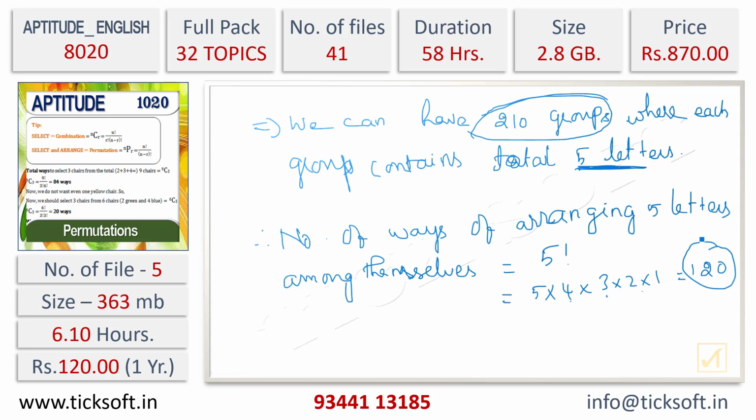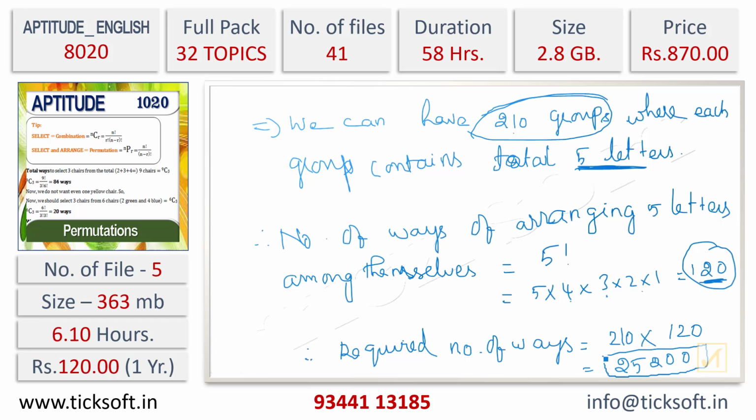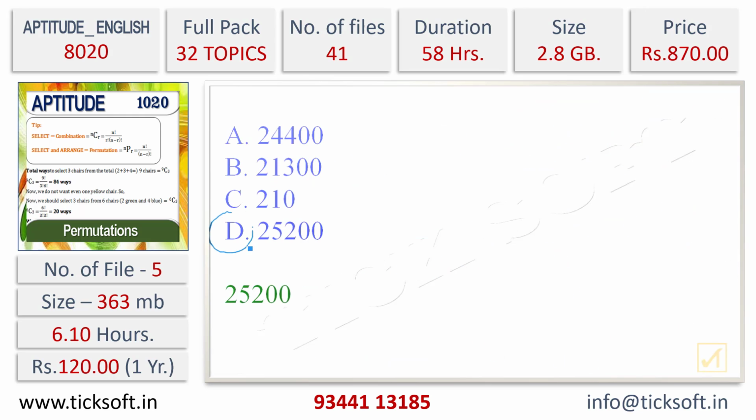Listen, in one group we have 120 ways, but we have 210 groups. So the required number of ways is 210 groups into the number of arrangements of one group, which is 120. If we multiply these two values, we get 25,200. This means out of the given 7 consonants and 4 vowels, we can form 25,200 words in which we have 3 consonants and 2 vowels. So out of these 4 options, option D, 25,200, is the correct answer.